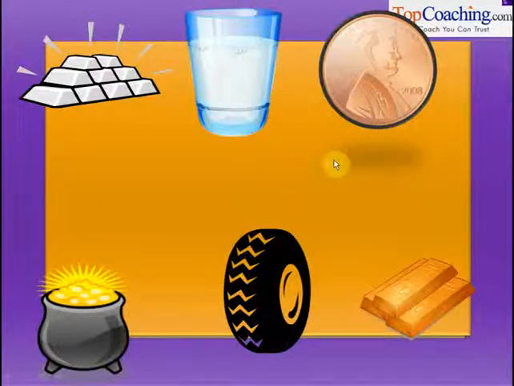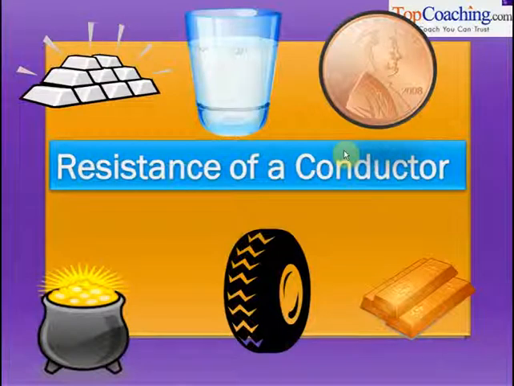Hi students, in the previous chapter we learned what a resistance was and we learned about Ohm's law. In this chapter we are going to learn how the resistance of a conductor actually varies when you vary the length of a wire, the area of cross section of a wire and the material of a wire. So we are going to learn the different factors on which the resistance of a conductor depends.